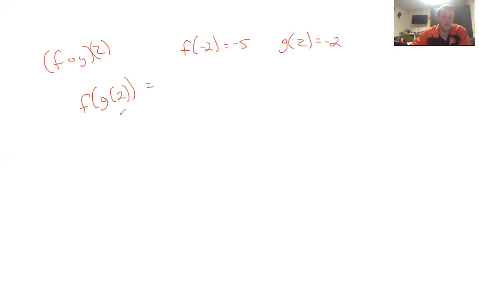Okay. Now, can we simplify stuff? G of 2. Do we know what g of 2 is? Well, it tells you. G of 2 is equal to negative 2. So I'm going to rewrite g of 2 with negative 2. See how g of 2 is negative 2? And then do I know what f of negative 2 is? Well, it tells me that here. So my answer, after all those, is negative 5.